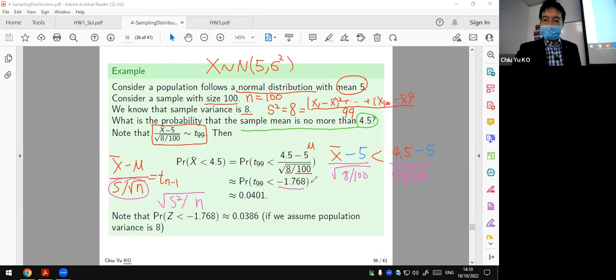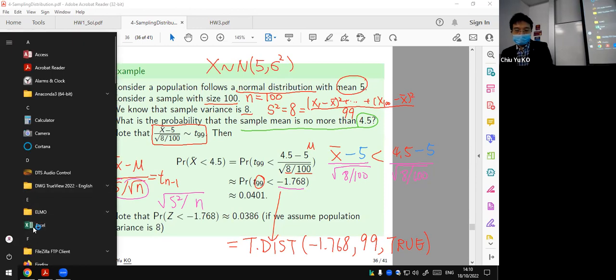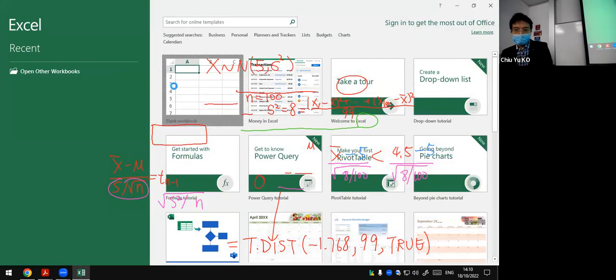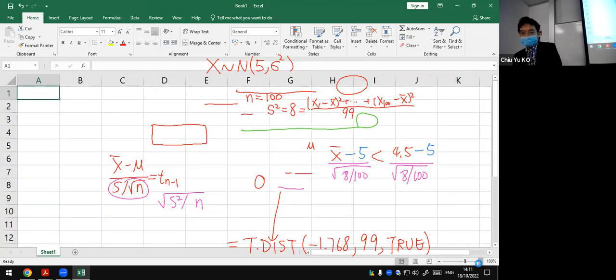I didn't tell you how to do this in Excel, but it is the same as the normal, it's just T.DIST. In Excel, you enter negative 1.798, and because of 99, you enter 99, and then you put true, and then you're done. I'm not sure Excel would work. Probably not. Oh, it works. Nice. Surprising. Some magic happened.